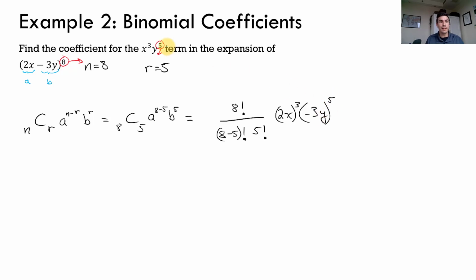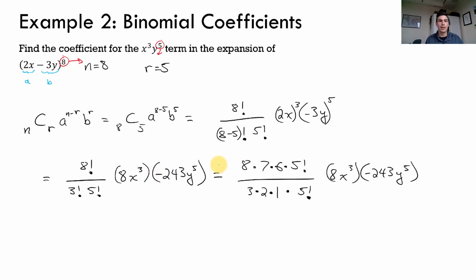Okay, so now you can see here that y is going to be raised to the fifth power, which is what we were looking for up here. So then starting to simplify my terms here, simplifying each of my terms to 8x cubed and negative 243y to the fifth, and then starting to simplify what this 8 choose 5 really means. I'm going to rewrite 8 factorial as 8 times 7 times 6 times 5 factorial. I'm going to do that because it's going to cancel out with my other 5 factorial in my denominator. And then 3 times 2 is going to cancel with my 6.